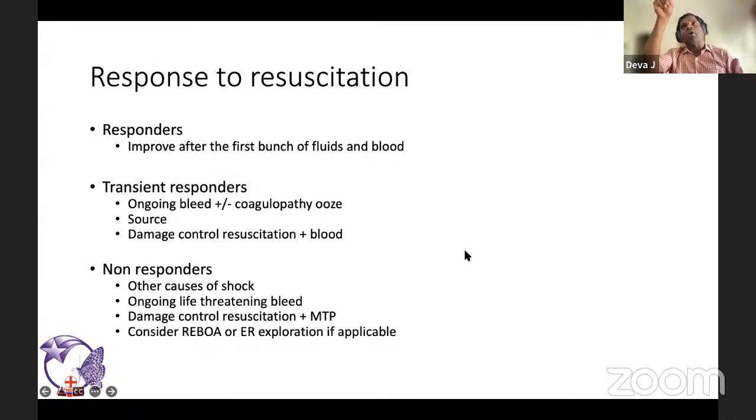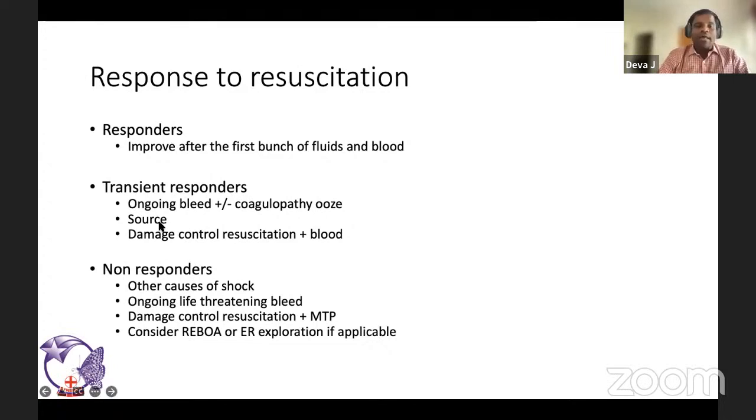I see a response after 5 or 6 minutes. They once again become tachycardic. Once again, they show features of shock. The pulse pressure goes down, and they even become hypotensive. They are called transient responders, which tells me that there is an ongoing bleed somewhere which I have not identified, or there is a generalized coagulopathy. They've gotten into trauma-induced coagulopathy. I need to get them out of the vortex.